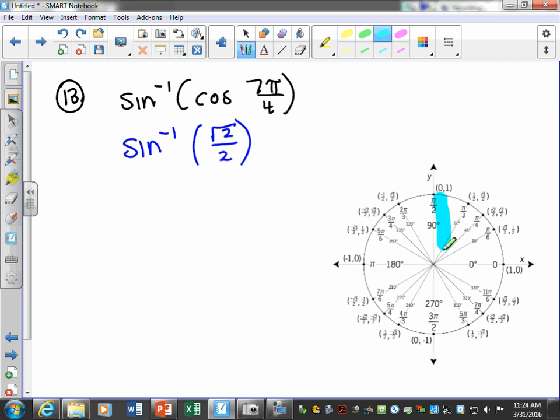The right side. So I'll take a few seconds to highlight the right side. And what angle theta gives us the sine value of square root of 2 over 2? Positive square root of 2 over 2, right here, the y value. So our answer to this is just going to be pi fourths.